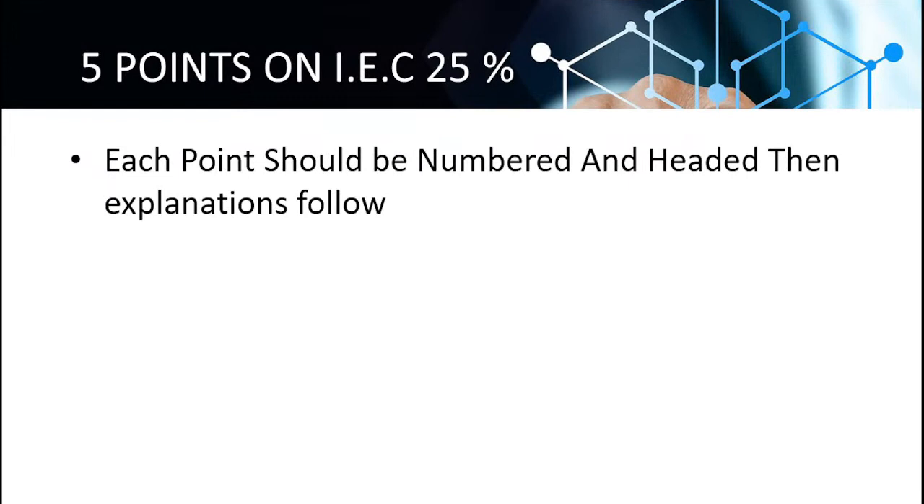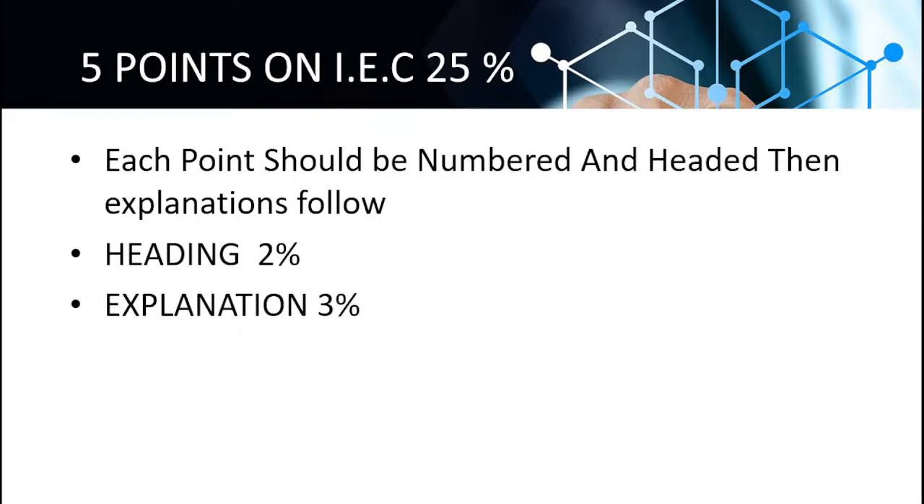So now, points on IEC, 5 points, which is equivalent to 25 marks. It can be 30 marks. It can be 35, okay? Each point should be numbered. Remember, they want 5 points, so each point should be numbered. Secondly, each point should be headed. Then explanations follow, meaning 5 points as a heading, for example, like this. This is your heading, and that's your explanation. That's 5 points on IEC. Your heading is 2 marks. Your explanation is 3 marks.